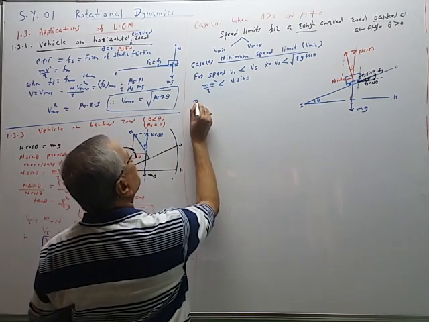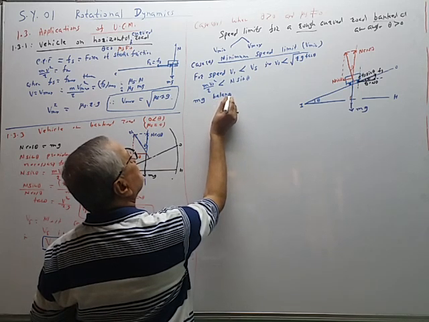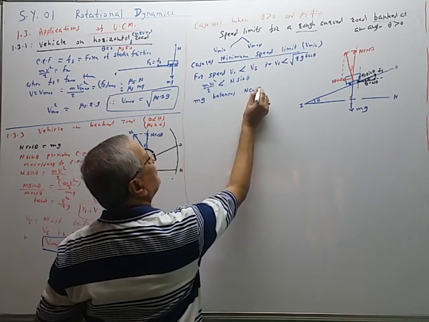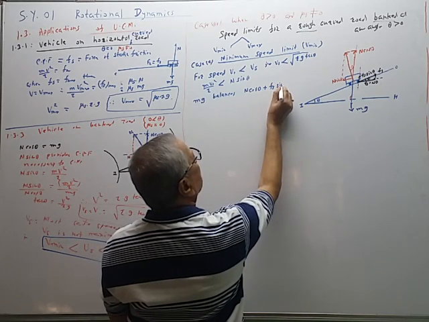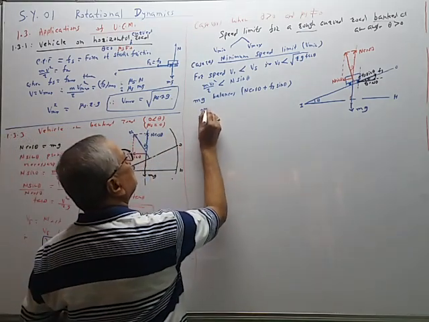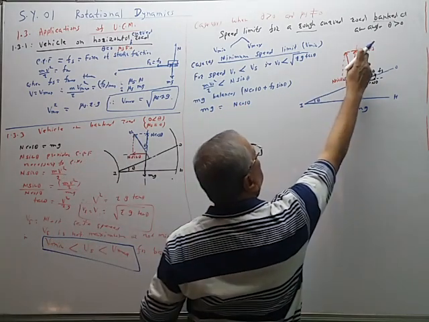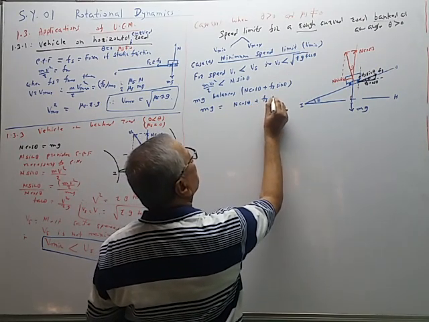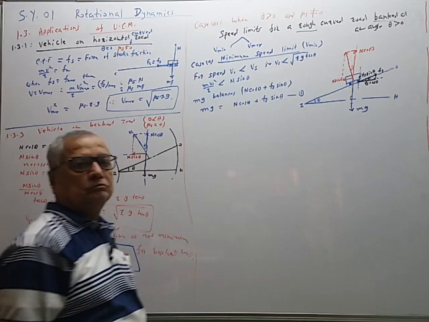So mg balances N cos theta vertically upward plus Fs sin theta vertically upward. So this is the one equation: mg is equal to N cos theta plus Fs sin theta, where Fs is the force of static friction. So this is equation 1.